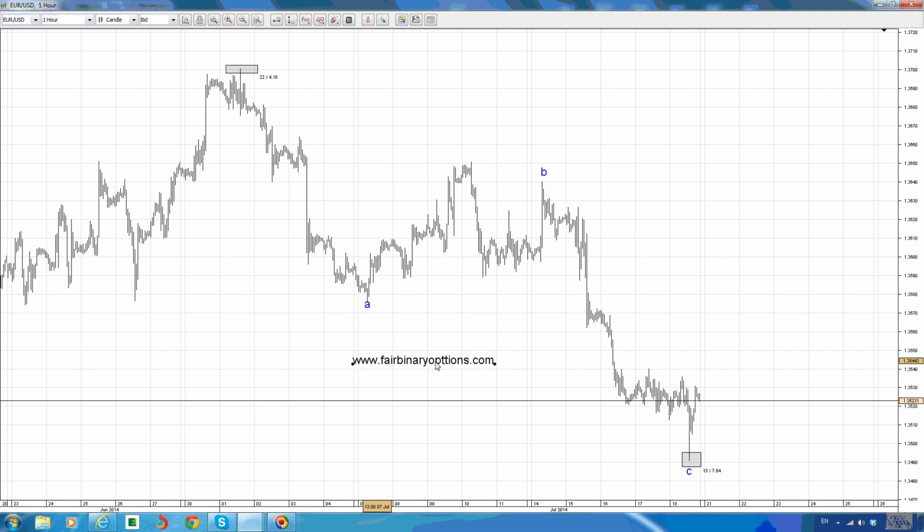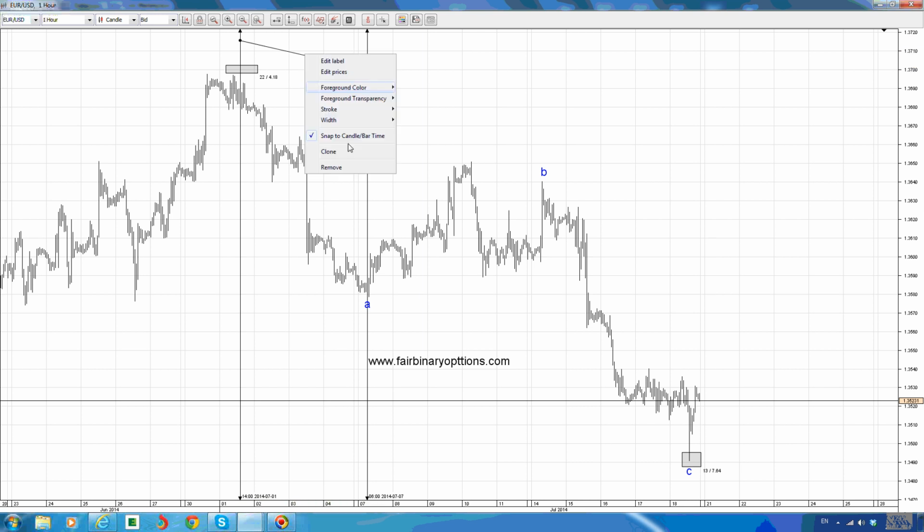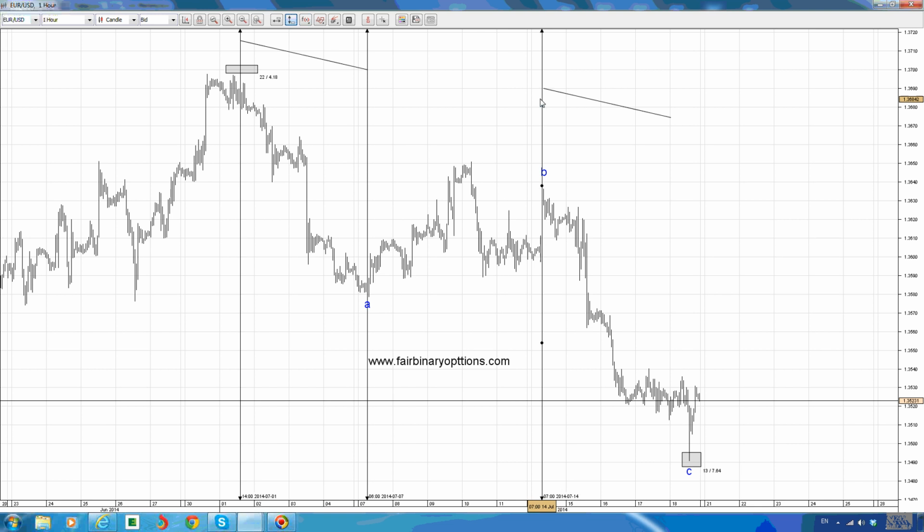Now let's see if this holds true in this situation. If you take a vertical line and you measure the time taken for the first wave of a zigzag, wave A, and then you take another line and measure this distance, and then you clone this one and put it at the moment that the B wave ended, or the moment where the C wave started, then you'll have an educated guess about the time element here, or where the C wave should or might end.